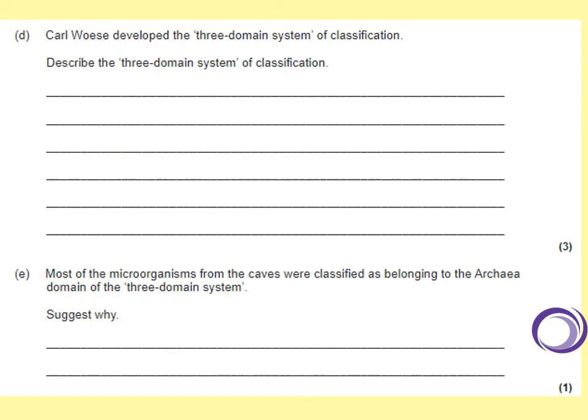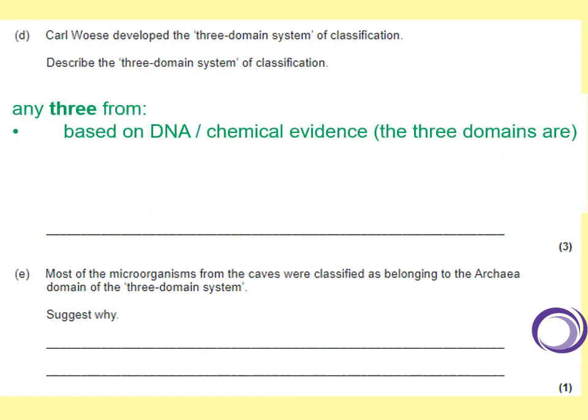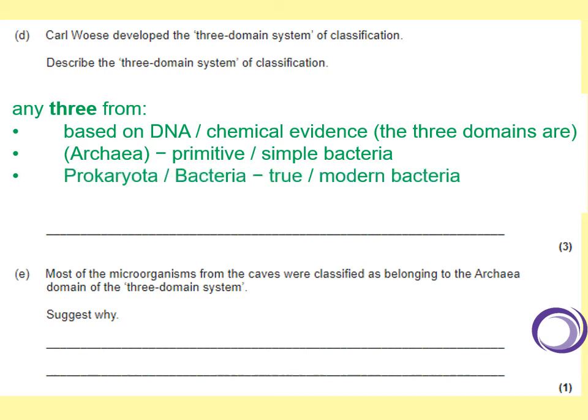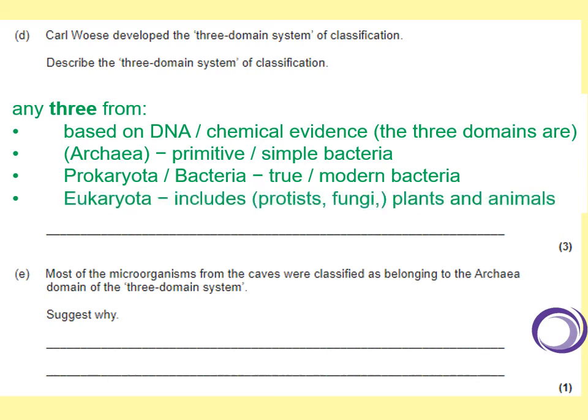Okay, time's up. So, Carl Woese developed the three-domain system of classification. Describe it. So it wants you to talk about the fact that Carl Woese's three-domain system was based on evidence from chemical DNA, or just based on DNA, and you would have got the mark. It wanted you to say that it added further groups into the bacteria. So it split bacteria into this idea of true bacteria and simple or primitive bacteria. And if you're struggling with some of the biological words, you can just talk about primitive or simple bacteria and true bacteria. Whereas previous to this, Carl Linnaeus's system just talked about bacteria as a bigger group. So it further divided the prokaryota group into two further groups, this primitive or simple bacteria and this true bacteria.